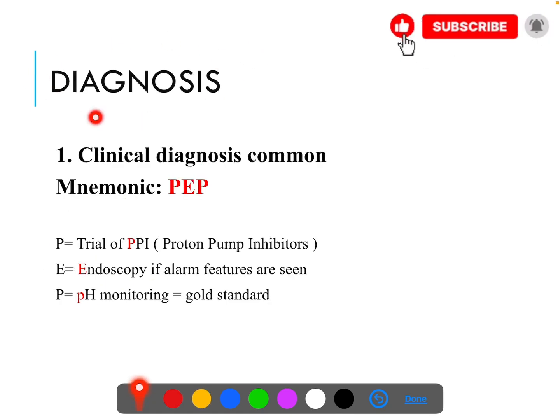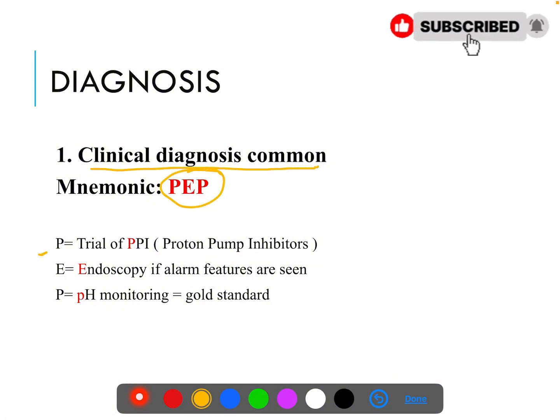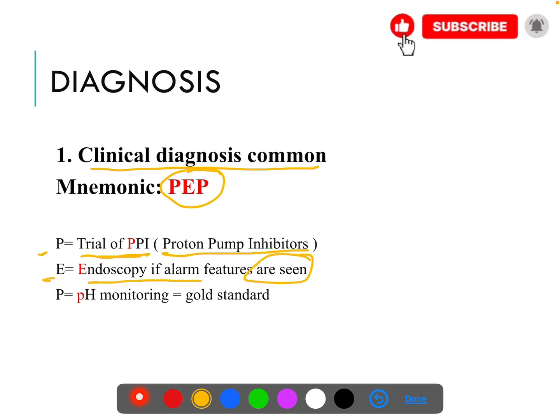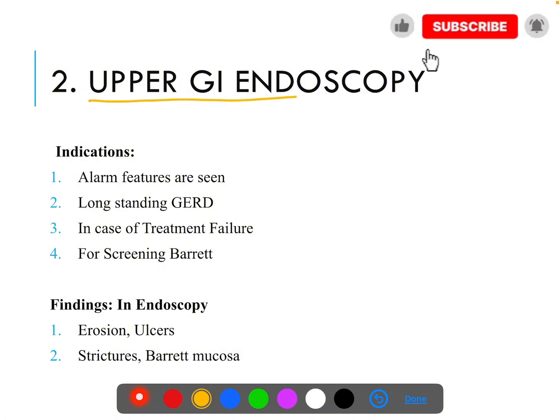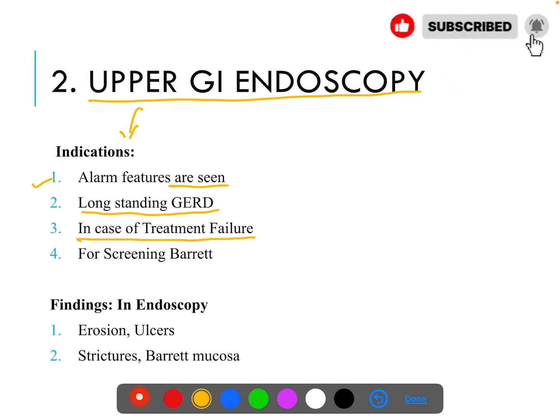So how to diagnose GERD? At first, there is clinical diagnosis which is common, with the mnemonic PEP, P for trial of PPI, proton pump inhibitor, E for endoscopy if alarm features are seen, P for pH monitoring, which is the gold standard. So talking about upper GI endoscopy, the indications are if alarm features are seen, long-standing GERD, in case of treatment failure, for screening Barrett's. The findings in endoscopy are erosion, ulcers, strictures, Barrett's mucosa.